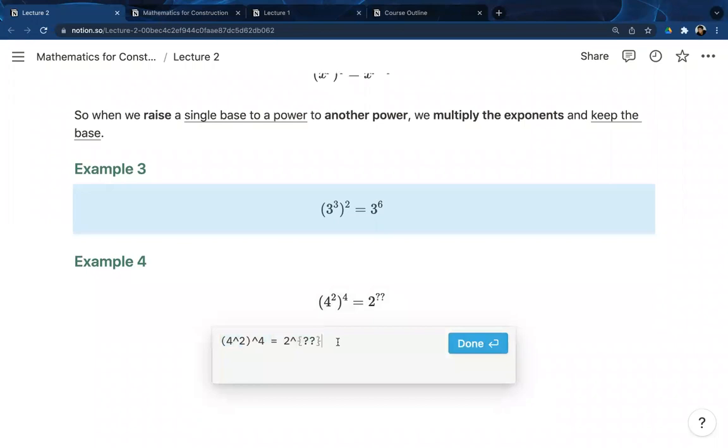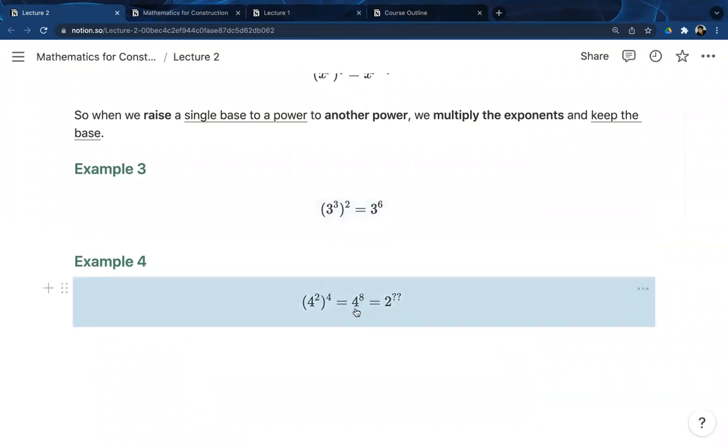First of all, we know it's 2 to something, but we will worry about that after. This is 4 to the power, and we multiply the indices. 4 by 2 is 8. So the answer is really 4 to the power 8. But 4 to the power 8, I'm saying that is 2 to some power. Now how would you do this? This is how you would do this.